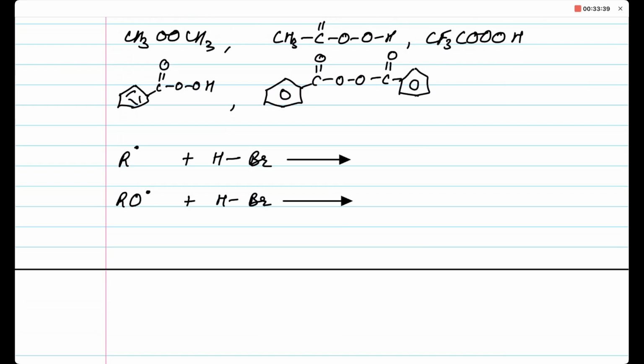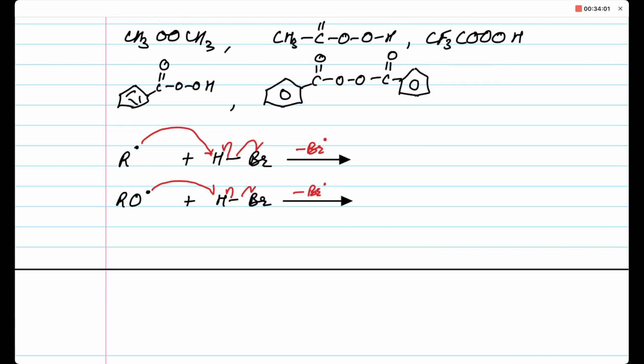So what we find is this R radical attacks on hydrogen, the bond cleaves, and a bromine radical is released, or this bromine radical is going to be formed. This is the reaction initiator. This is going to attack over here. The bond cleaves, and the bromine radical is formed.